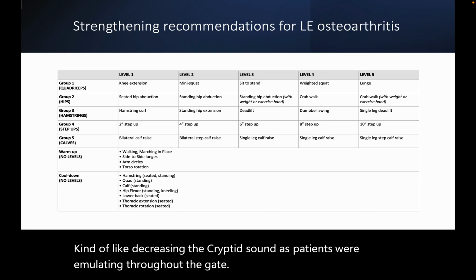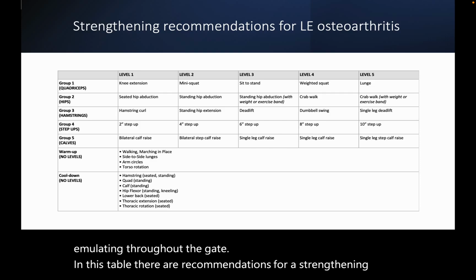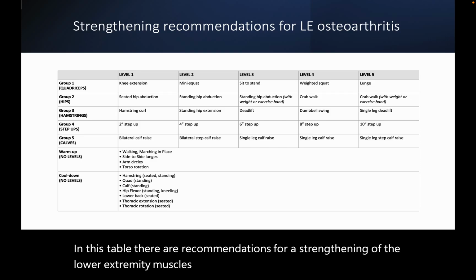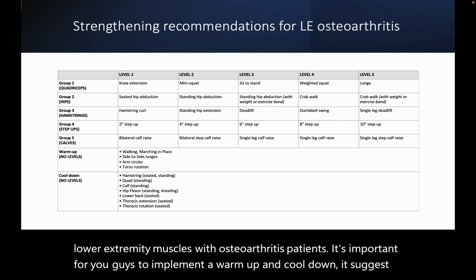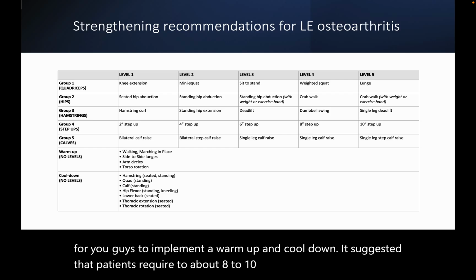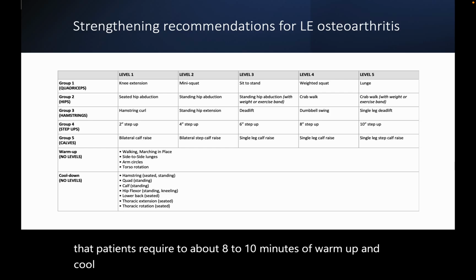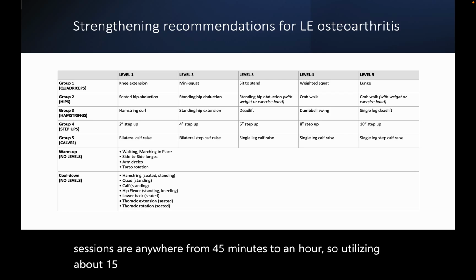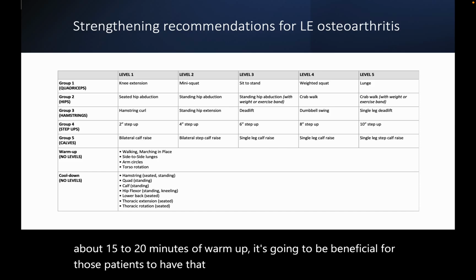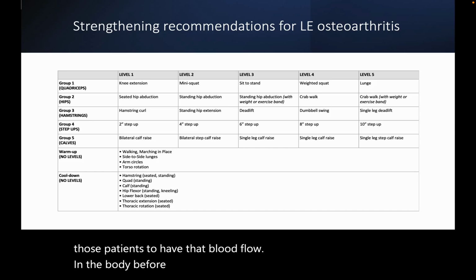In this table, there are recommendations for strengthening of the lower extremity muscles with osteoarthritis patients. It's important for you guys to implement a warm up and cool down. It's suggested that patients require about 8 to 10 minutes of warm up and cool down in your therapy sessions. Usually, physical therapy sessions are anywhere from 45 minutes to an hour. So, utilizing about 15 to 20 minutes of warm up is going to be beneficial for those patients to have that blood flow in the body before you activate any muscles.